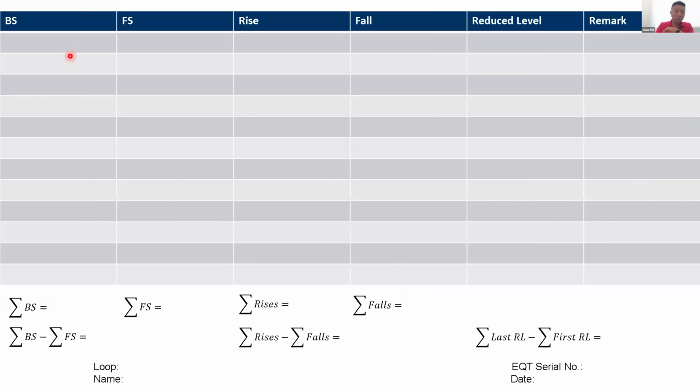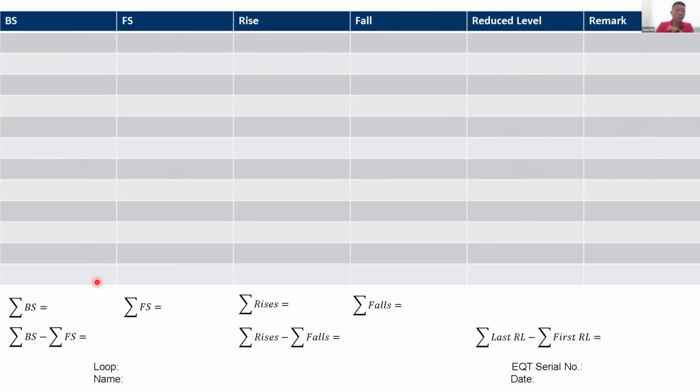Okay, then after you record down your backsight, your foresight, you list down. Then you can calculate your rise and fall. Then from there you can calculate your reduced level. Remark, you can put the station number or any intermediate points here.